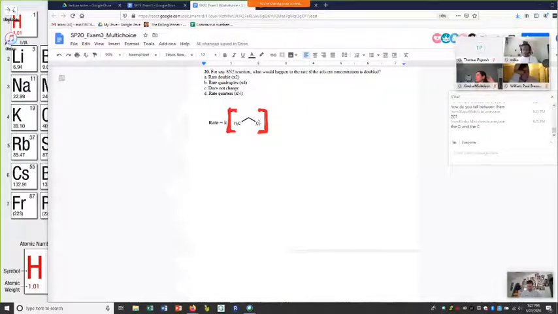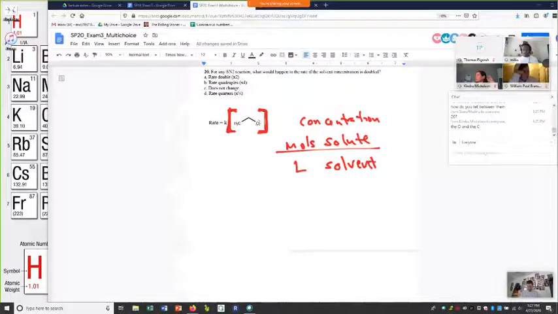Concentration. Well, how do you measure concentration? It's the amount of solute, and in particular, in chemistry, it's the moles of solute divided by the liters of solvent. Why does that become important?